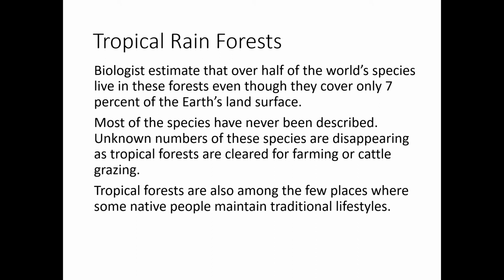The tropical rainforest is the largest area of biodiversity. Over half of the world's species live in these forests, even though they only cover 7% of the Earth's land surface. So over half of all the biodiversity is concentrated in only 7% of the Earth's land surface. And many of the species in tropical rainforests we don't know about. We haven't been able to adequately describe and study these species. Yet these species are still disappearing because the tropical rainforest is being cleared for farming and cattle grazing.